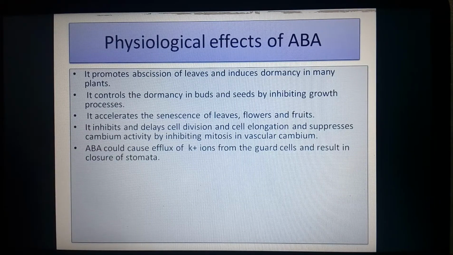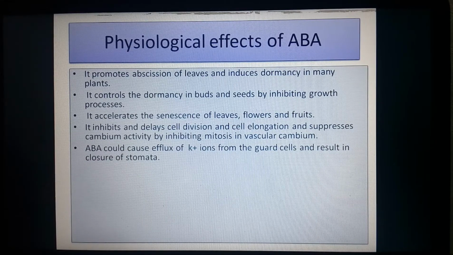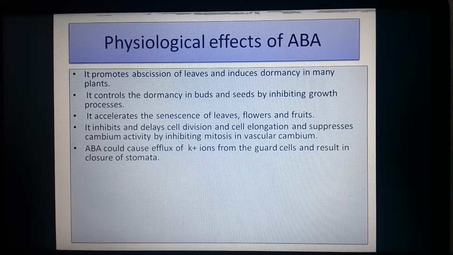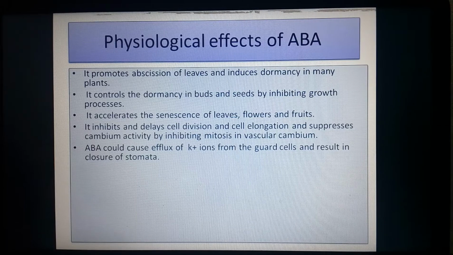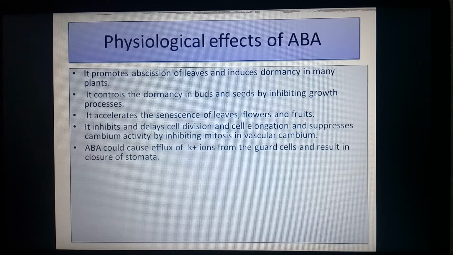Abscisic acid could cause the efflux of K+ ions. Now that is mainly related to the opening and closing of stomata. Here abscisic acid acts as a stress hormone, which is helpful to overcome the stressful atmospheric conditions in the life of a plant body. When there is a drought, when there is a scarcity of water, then water should not be lost from the plant body in the form of water vapors, which is called transpiration. Here the process of transpiration is avoided by abscisic acid.